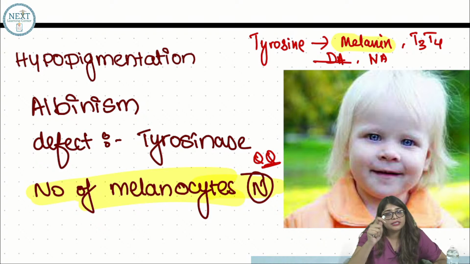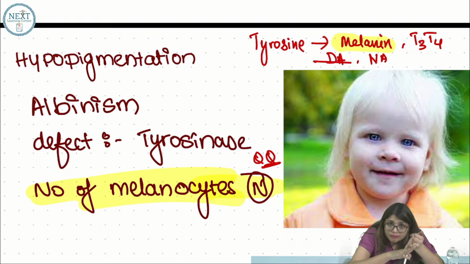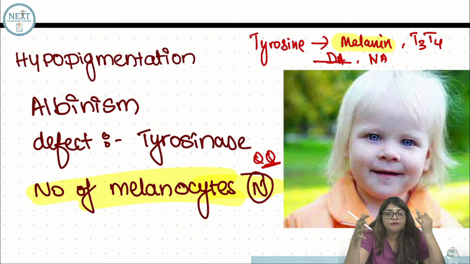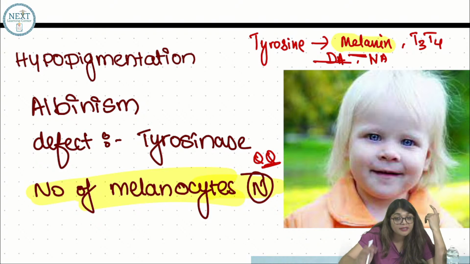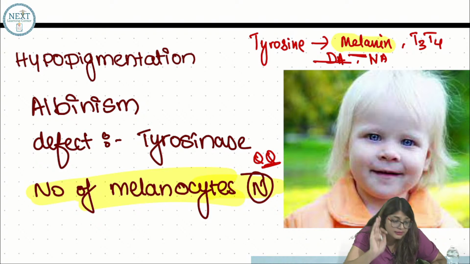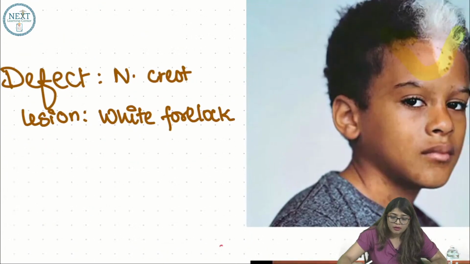So tyrosinase, what does it give you? It gives you melanin, it gives you your T3, T4 and catecholamines. If tyrosinase is not there, you will not have melanin, but melanocytes are normal in this condition. All right, very good.